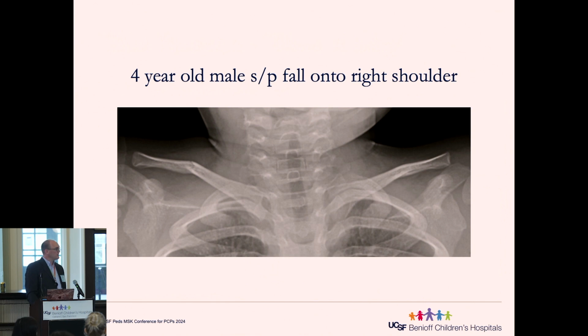All right, to another common thing. So a 4-year-old has a fall onto their right shoulder, comes in, has a little bit of discomfort. They're still in pain, needed a little bit of Tylenol last night, but they're using their arm. Everything seems to be pretty normal. So what do people see?